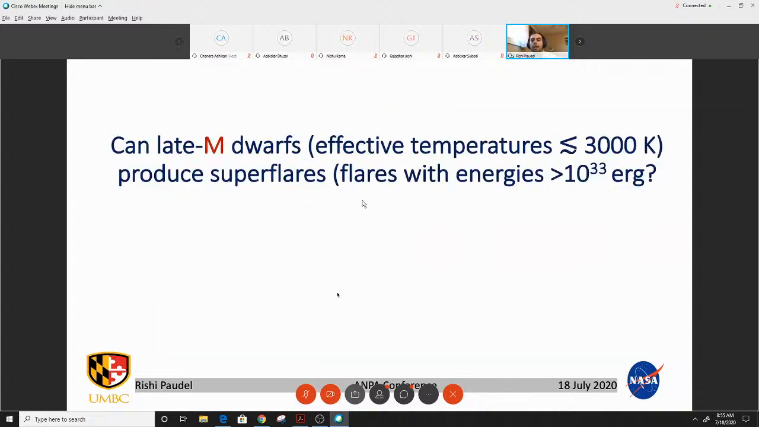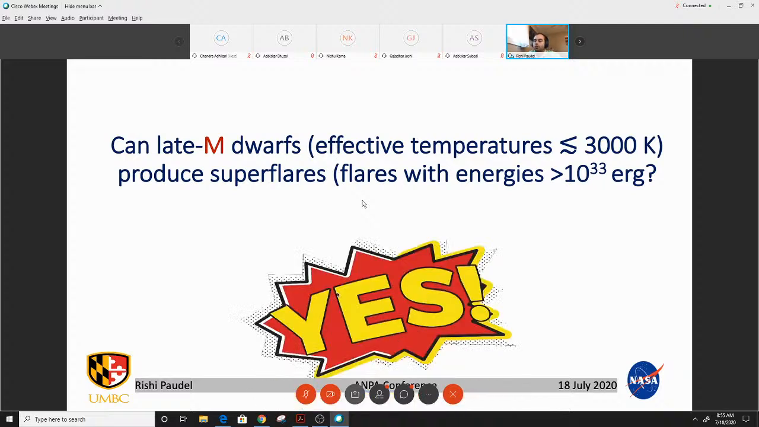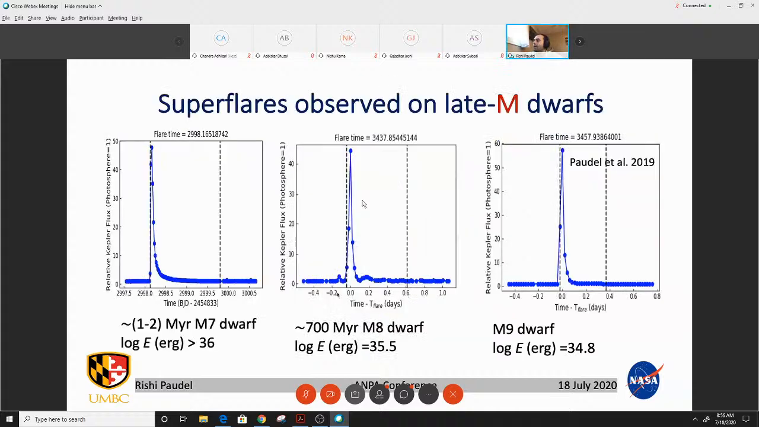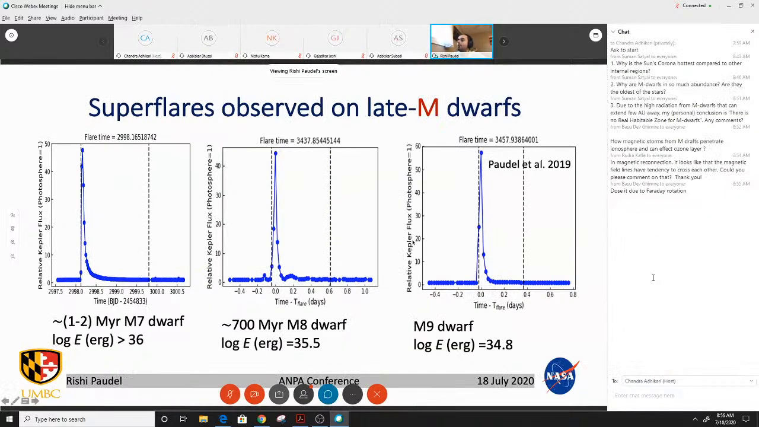We know that the late M dwarfs have effective temperatures less than approximately 3000 Kelvin. We wanted to know if the late M dwarfs can produce very big flares, the flares with energies greater than 10^33 ergs. After the analysis of the flares on some late M dwarfs, we can say that they can produce very strong flares. So these are examples of very strong flares which we observed on the late M dwarfs M7, M8, M9. All of these flares have energies more than 10^33 ergs.